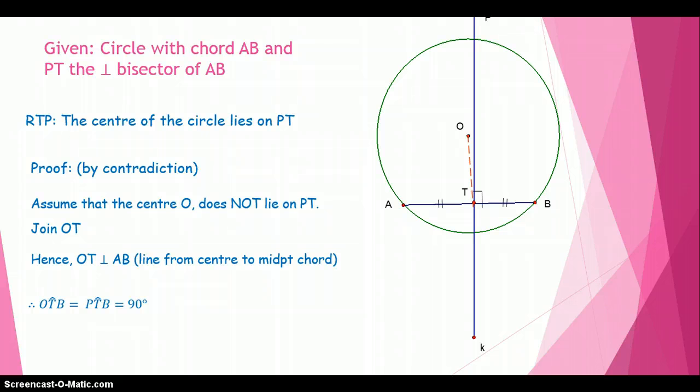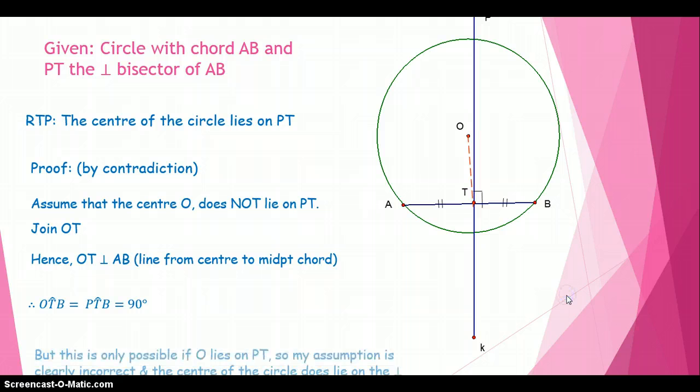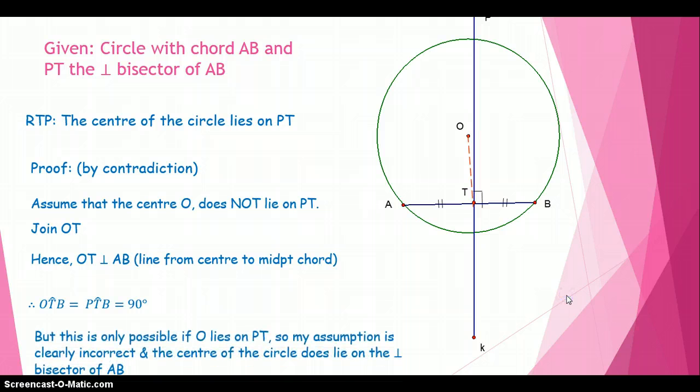What we now have, of course, is that OTB, which is the angle we have just made, and PTB, which is what we started with, are both 90. Oh my word, but this is a contradiction. It's not possible if you look at OTB and PTB to both be 90. They are in the same place and they are different sizes. So clearly from our picture it looks like OTB is more than 90. We've just proved it is 90.